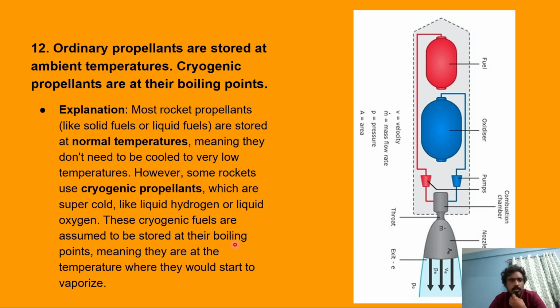Ordinary propellants are stored at ambient temperatures. Cryogenic propellants are stored at boiling points. So the ordinary propellants, like normal propellants, solid fuels, liquid fuels, are stored at normal temperatures. But the cryogenic propellants, like liquid hydrogen and liquid oxygen, are stored at their boiling points.